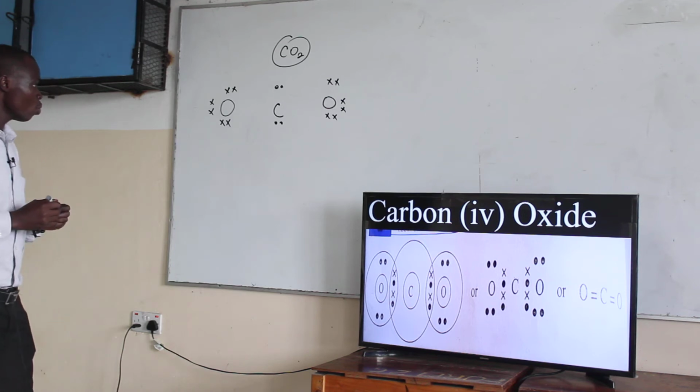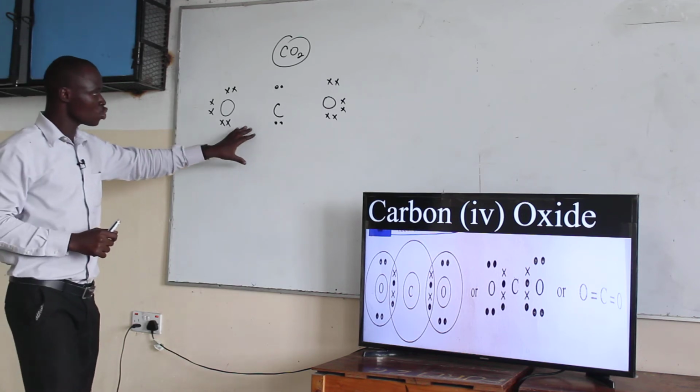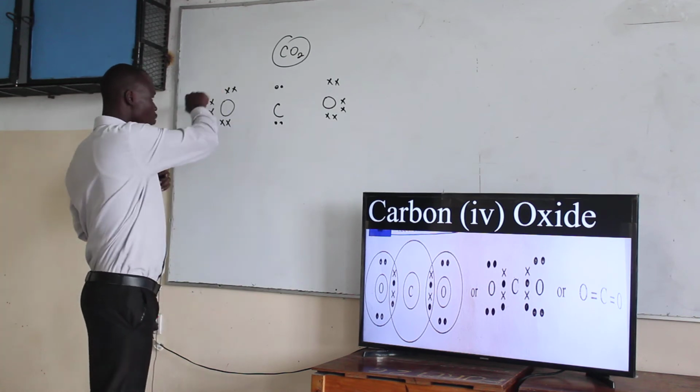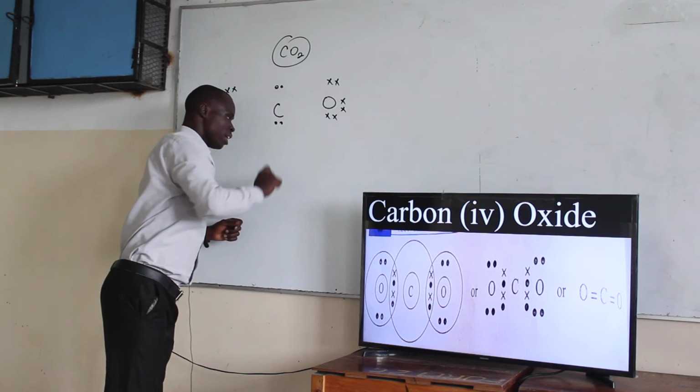Now we want to look at the sharing that will enable this one to have 8 electrons around it. This one has to have 8 electrons. This one has to have 8 electrons.